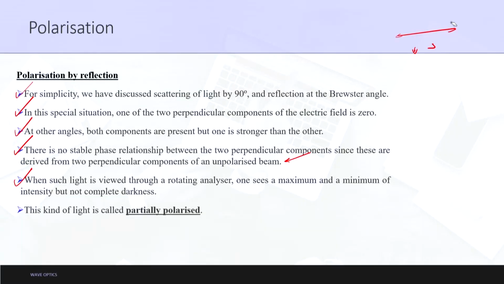This is just a theory part only, no need to go into deep explanation. A different concept was observed, that this kind of light is always partially polarized. Why is it partially polarized? Because the components are differing, that is, there is no phase relationship. So this can be asked as a theory question: why is it always partially polarized?